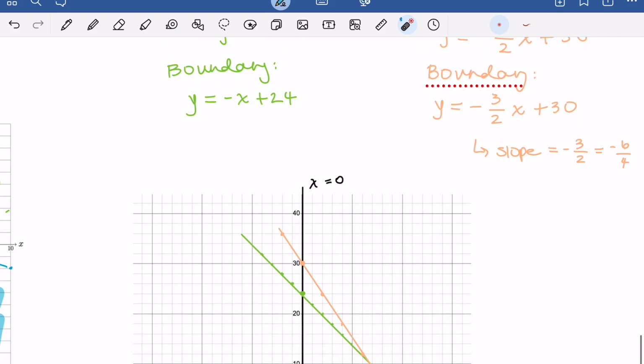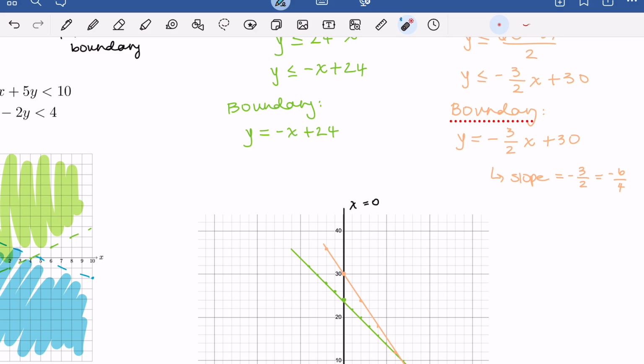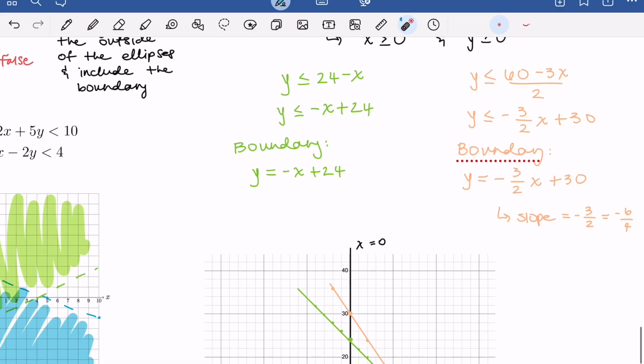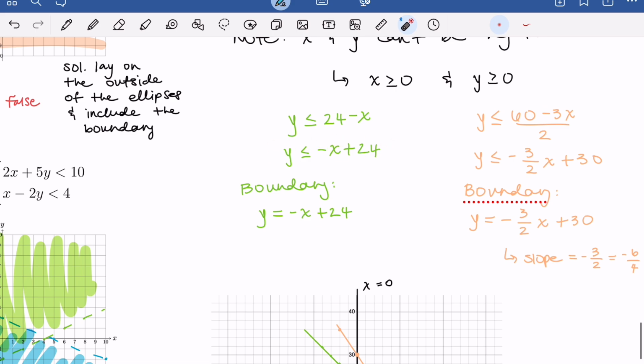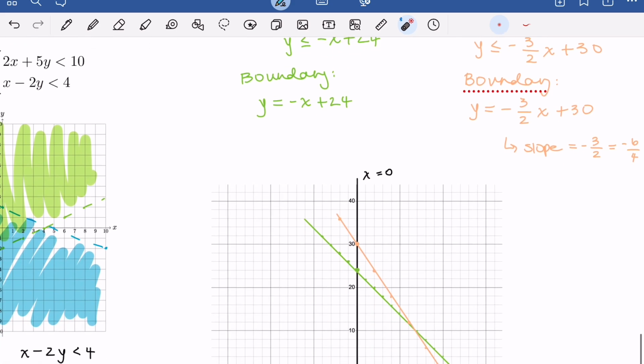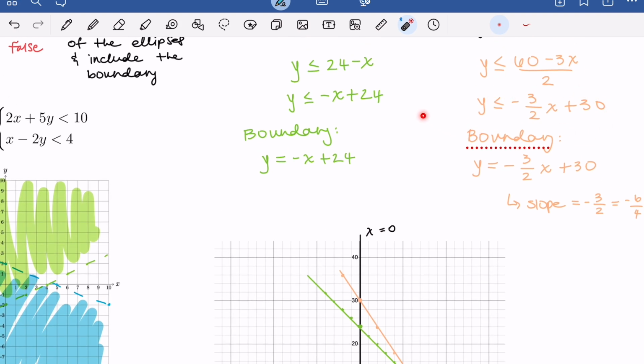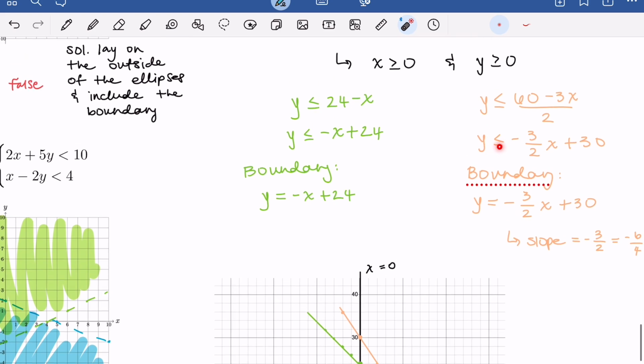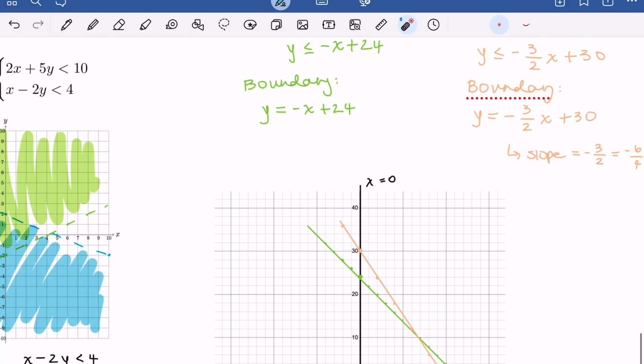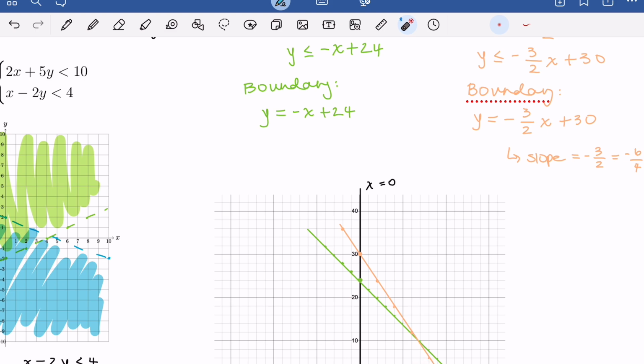So from here, we want to figure out where all of our solutions lie. If we go back to our original inequalities here, in green, we want to find the y values that are going to be less than or equal to this here. So that's going to be everything below this green line. Similarly, for this peach or orange line here, we're looking at y values that are less than or equal to this guy. So this is also going to be below this line here.